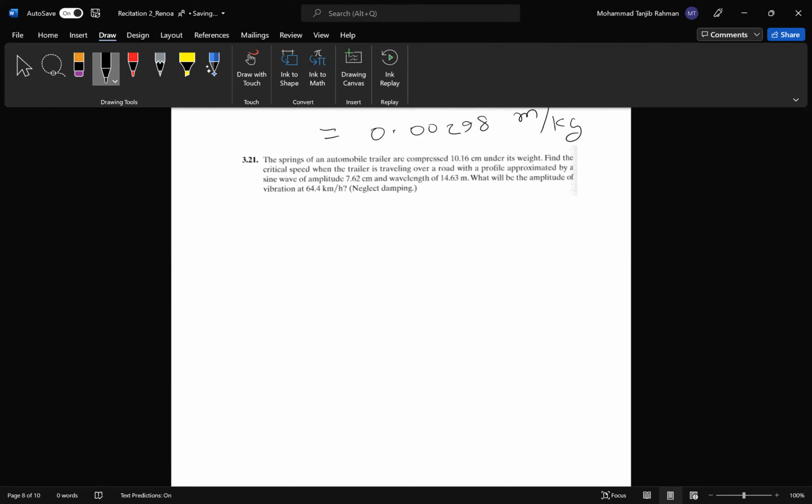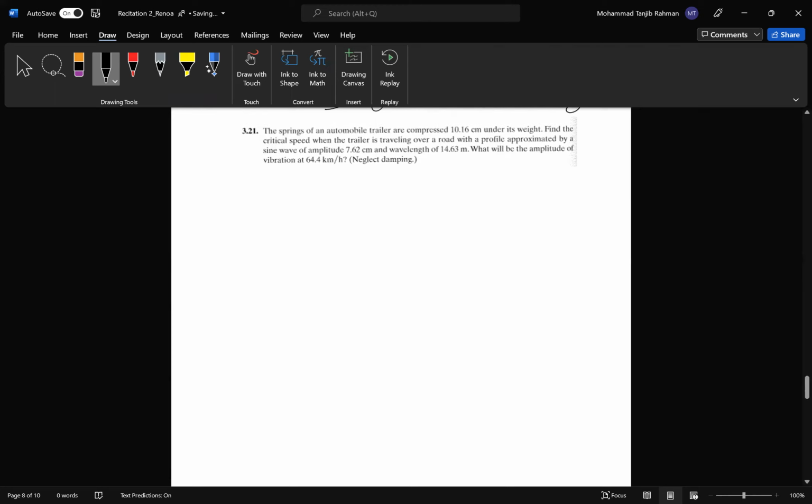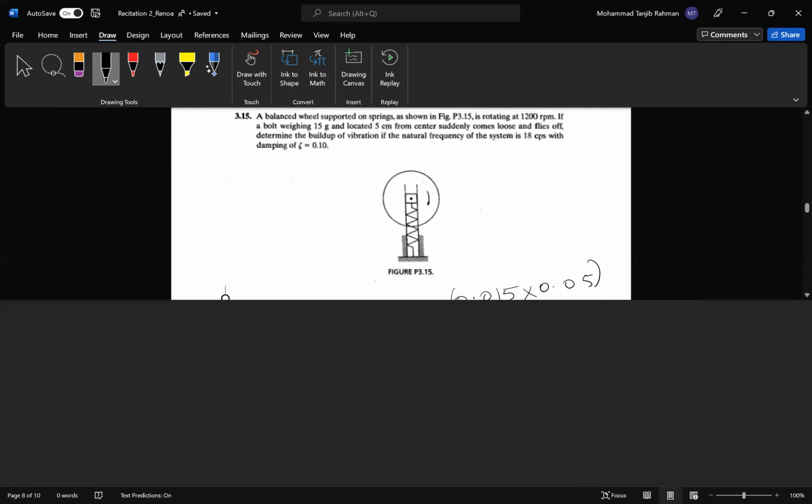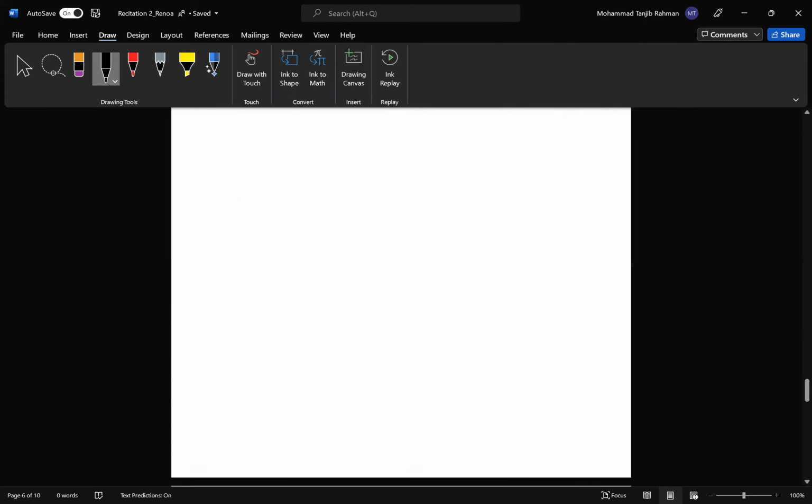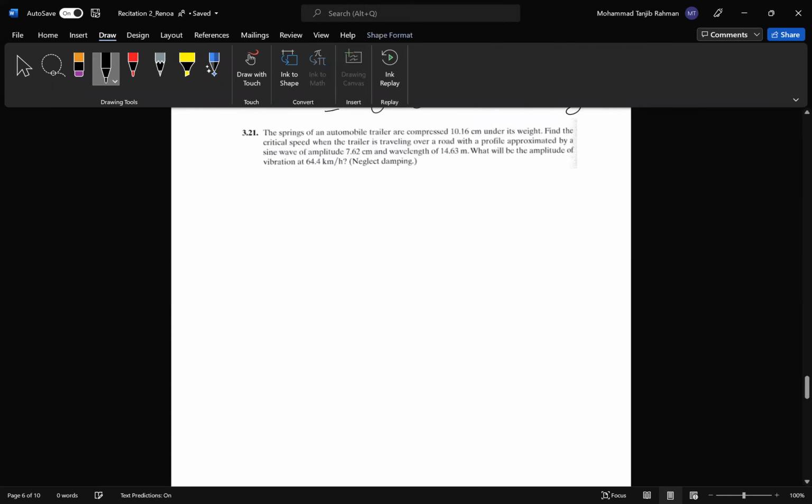So in problem 3.21, we're given that the spring of an automobile trailer is compressed 10.16 centimeter, and the wavelength is given as 14.63. We need to find the critical speed and also the amplitude of the vibration.